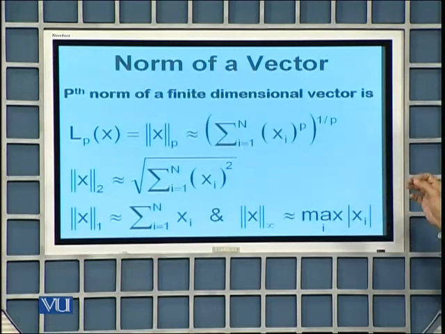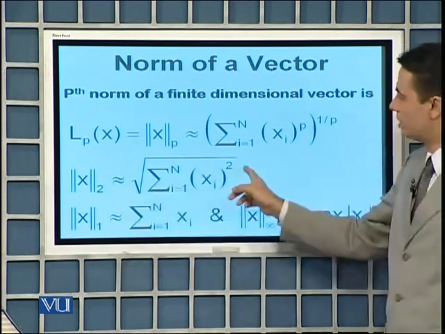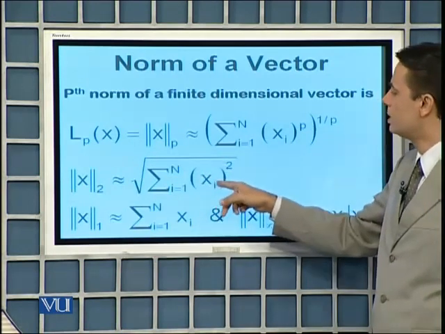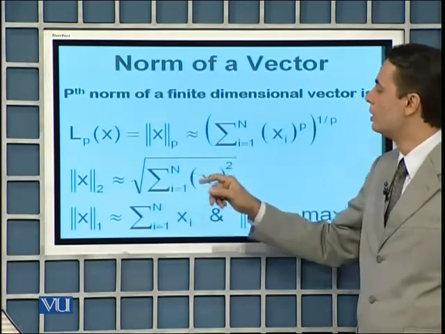This definition gives us different norms, and most commonly used norms are second norm or L2 norm, and for L2 the formula gives summation of squares of all elements followed by the square root of that summation.